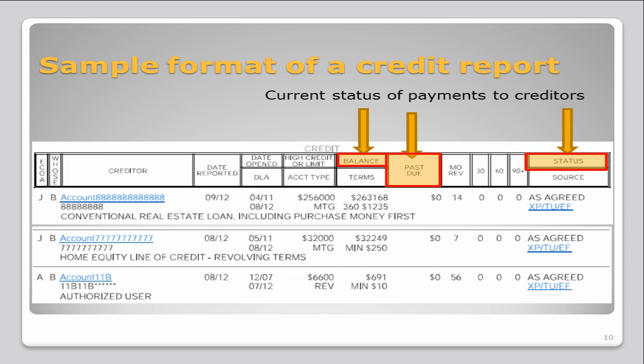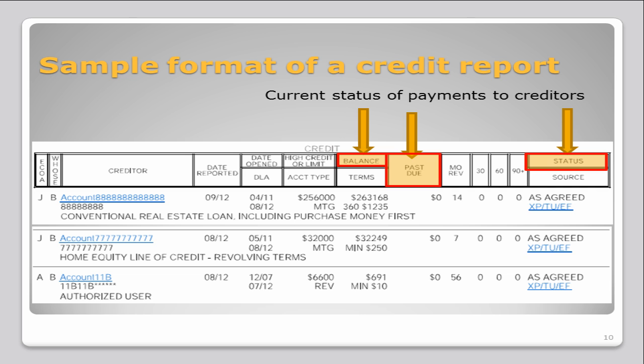You can see that we've skipped over a few things, and that's on purpose. We're going to go back to them. We're next looking at the balance, the past due, and the status. Those go all together. Those are the current status of payments to creditors, and so we'll do one at a time. The balance is the current balance, and it's compared to the credit limit when a lender is looking at the balance. You want to know what the most recent balance is.